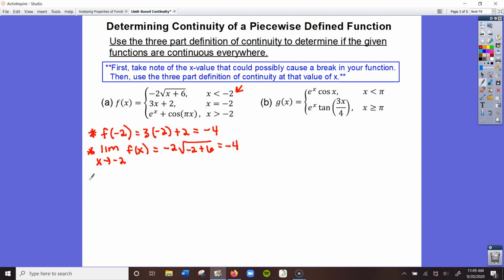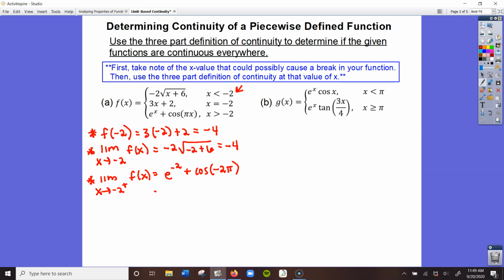But I always need to double check, and I need to check the limit as x is approaching -2 from the right to make sure that this particular limit does exist. Now from the right, this is this bottom equation here because this is for when x is greater than -2. So I'm going to go ahead and plug it in there, and we get e raised to the -2 exponent plus the cosine of -2 pi.